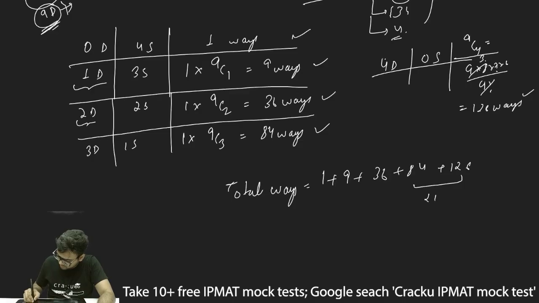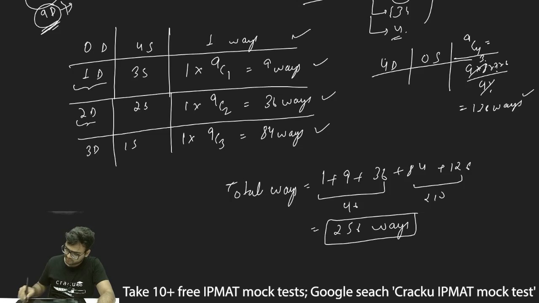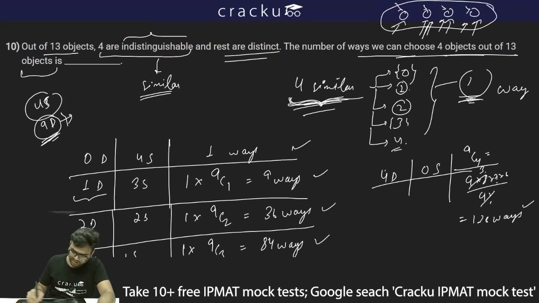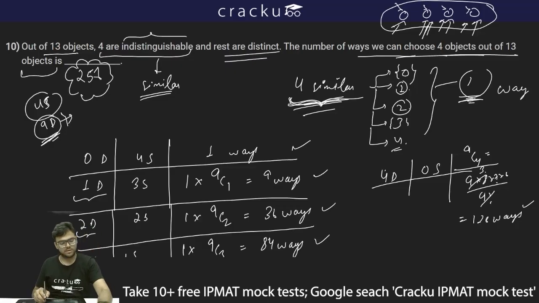This is basically 210, and this is 46. So 210 plus 46 is 256 ways. Thus there are 256 ways of choosing 4 items out of these 13 objects in which 4 are similar, and thus the correct answer will be 256.